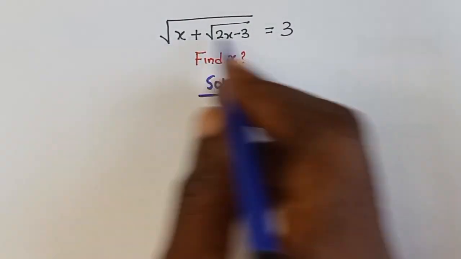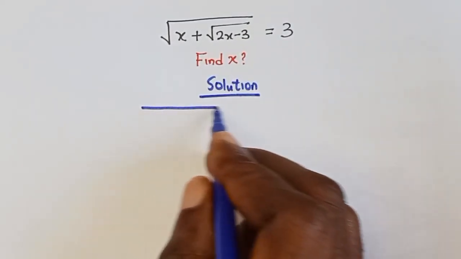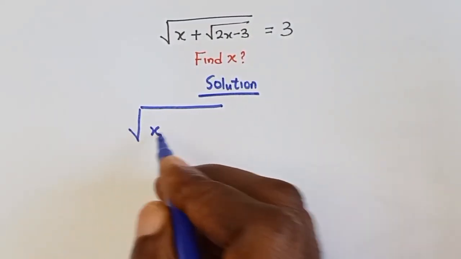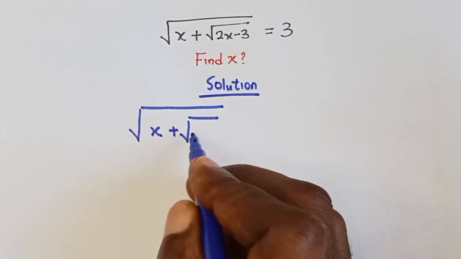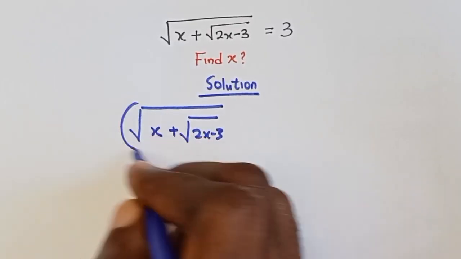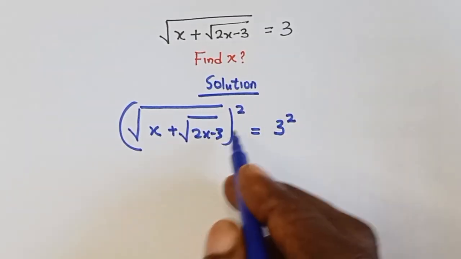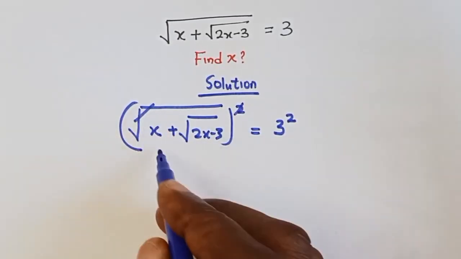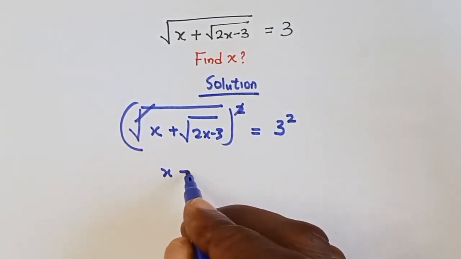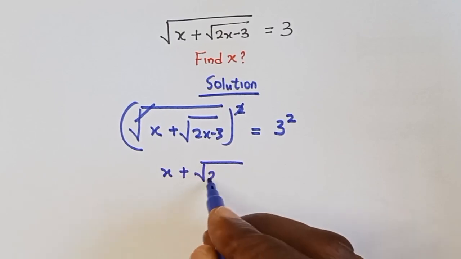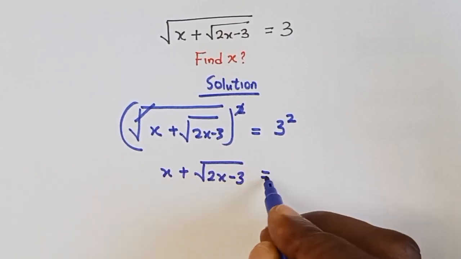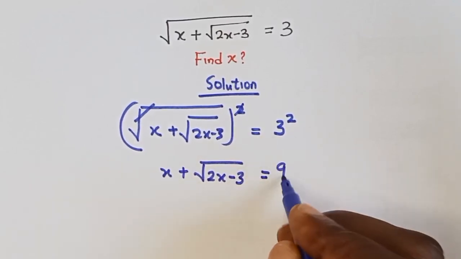Alright, so the first thing we do is to square both sides. To remove the first square root, we square this side and we square the other side too. The square here will cancel the square root. Then I have x plus square root of 2x minus 3 equals the square of this, which is 9.